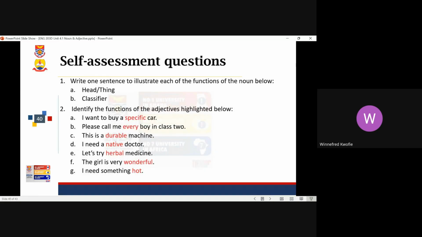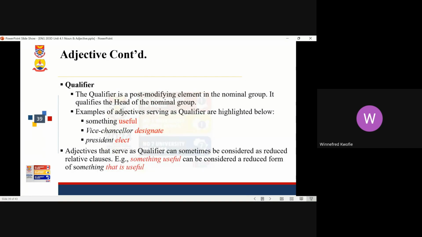So far we've been looking at the open word classes, or the major word classes. We said there are four of them: nouns, adjectives, verbs, adverbs. In the first part of the lesson, we've considered nouns and then adjectives. In the next part of the lesson, we are going to consider verbs and then adverbs.